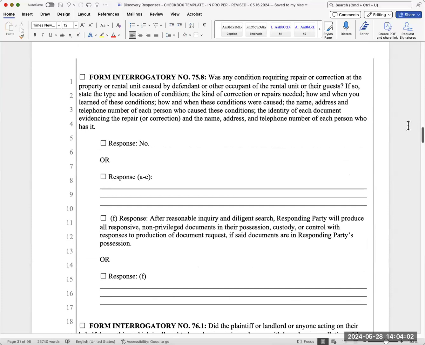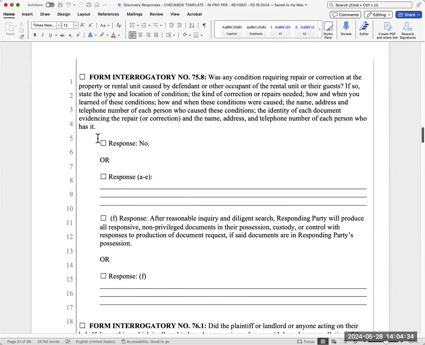75.8. Was any condition requiring repair or correction at the property or rental unit caused by the defendant or other occupant of the rental unit or their guests? If so, state the type, location of condition, the kind of correction or repairs needed, how and when you learned of these conditions, how and when these conditions were caused, the name, address, and telephone number of each person who caused these conditions, the identity of each document evidencing the repair or correction, the name and address and telephone number of each person who has the documentation.